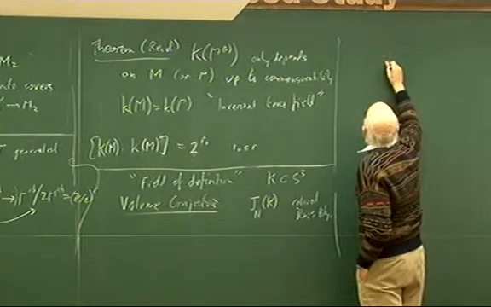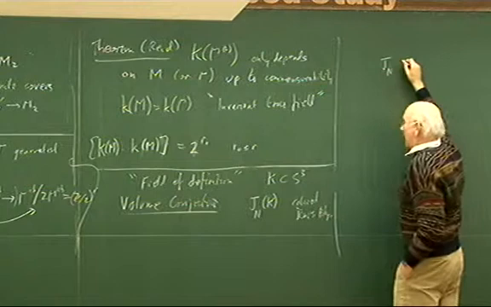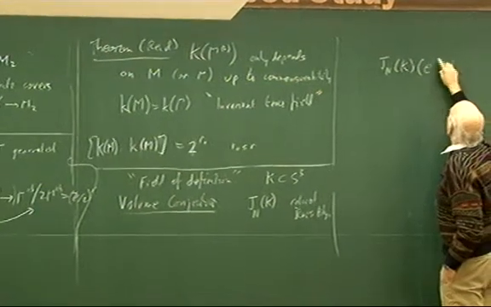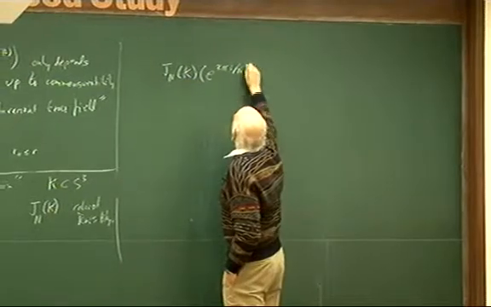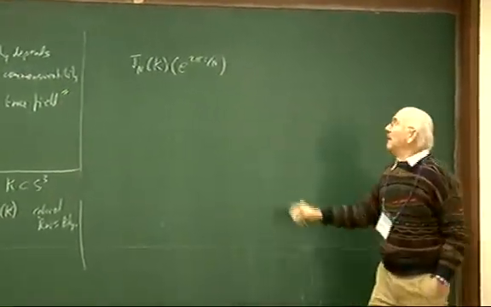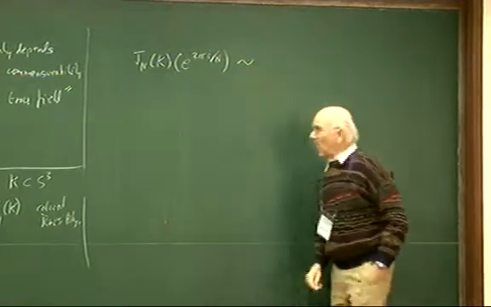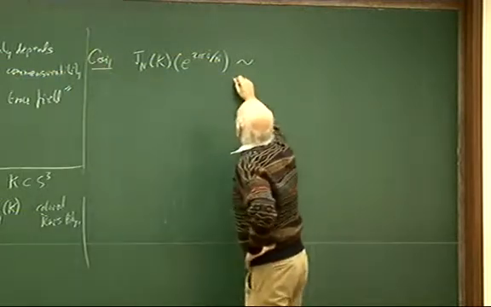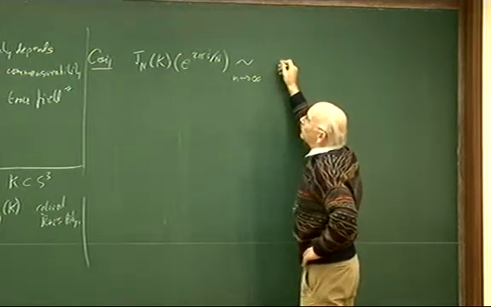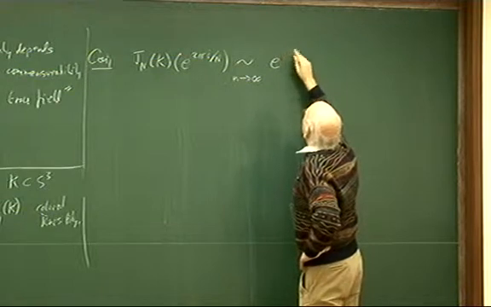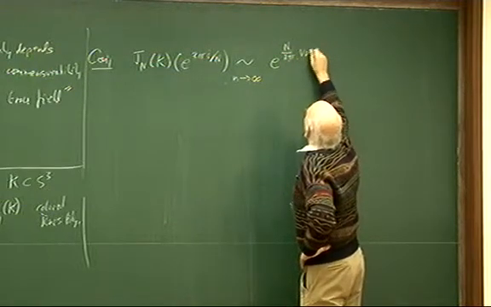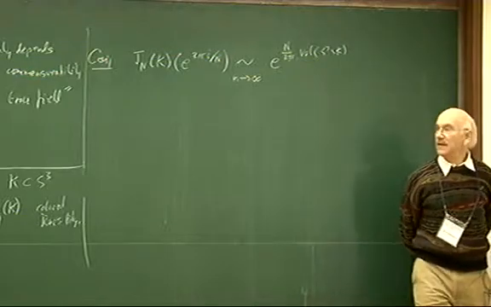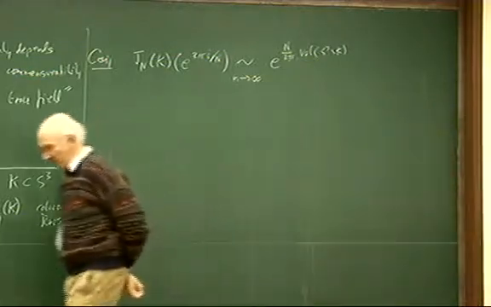And the volume conjecture says that if you look at J_n of K, I said this is a polynomial, so we can apply this polynomial to e to the 2 pi i over n, a primitive nth root of unity. The volume conjecture is the conjecture that as n goes to infinity, this is asymptotic to e to the n over 2 pi times the hyperbolic volume of this knot complement. Okay.